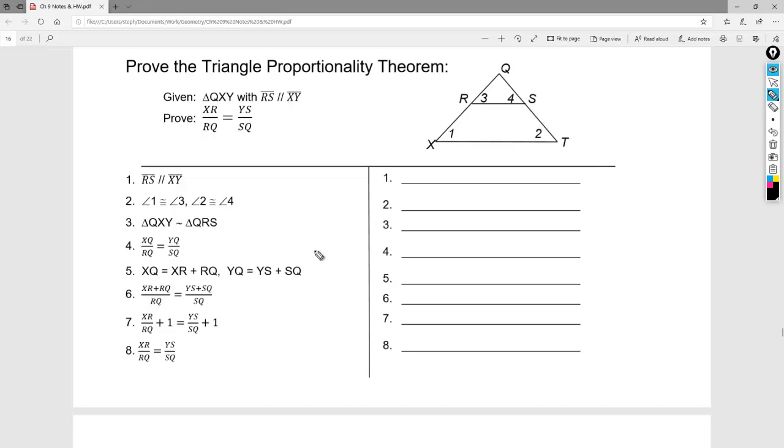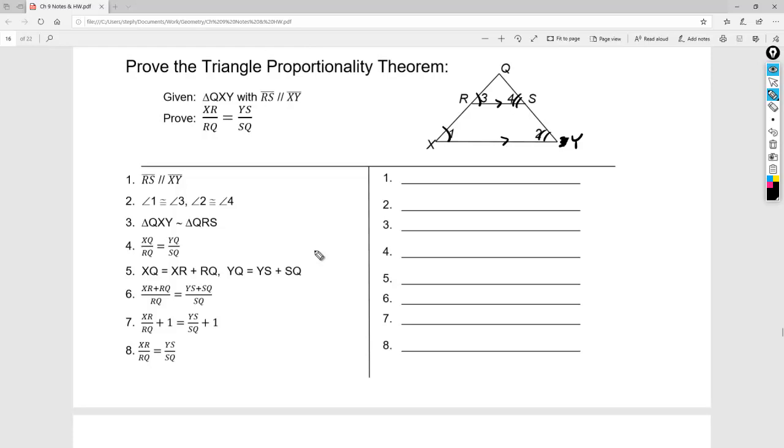Okay, so we have QXT here. I think this should be a Y. So we have QXY, and we know that RS and XY are parallel. Okay, so I want to prove that XR and RQ are proportional to YS and SQ. Something I know is that because of corresponding angles, 1 and 3 are going to be congruent, 2 and 4 are also going to be congruent.